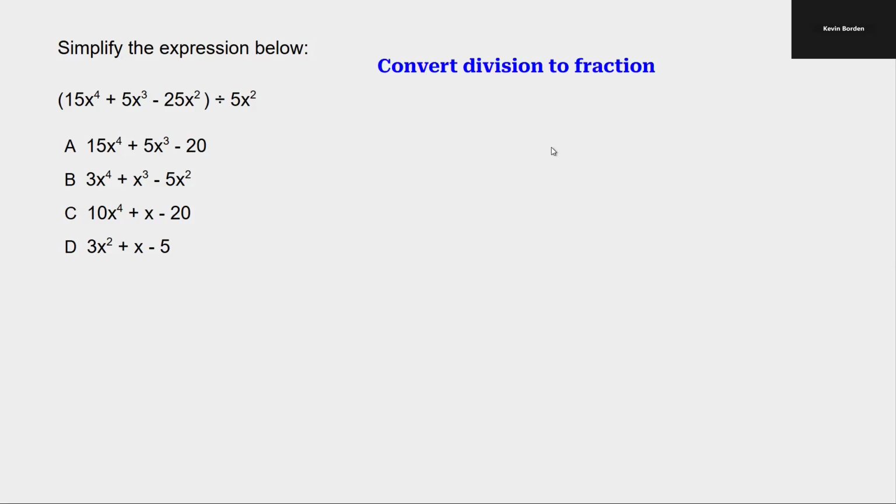We want to convert division to a fraction form. Remember that division can always be thought of as a fraction. We put this first part on top of the fraction, and then in the place of the division symbol, we use a fraction bar, and then we put this part on the bottom of the fraction. This expression will look like 15x to the fourth plus 5x to the third minus 25x squared, fraction bar, divided by 5x squared.